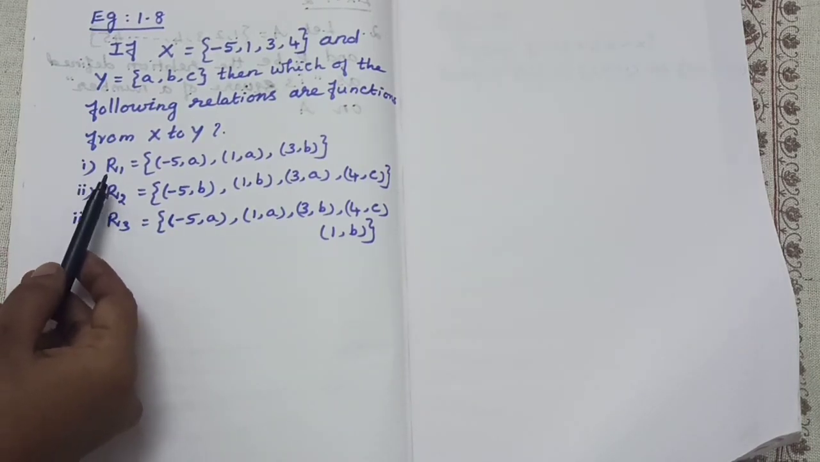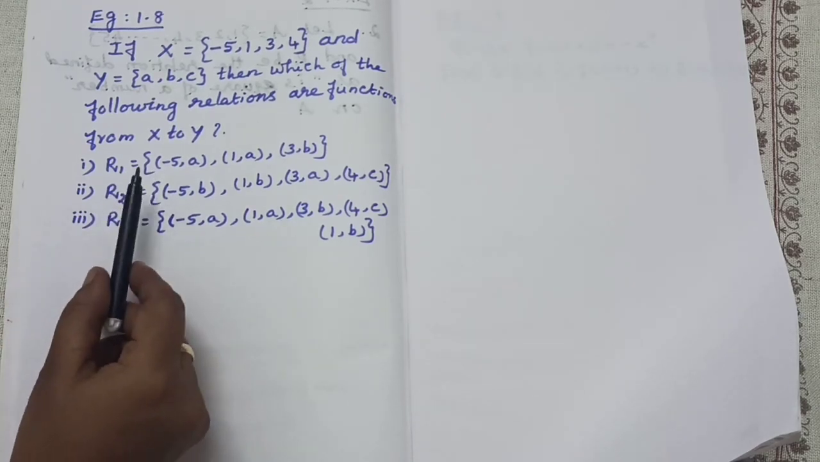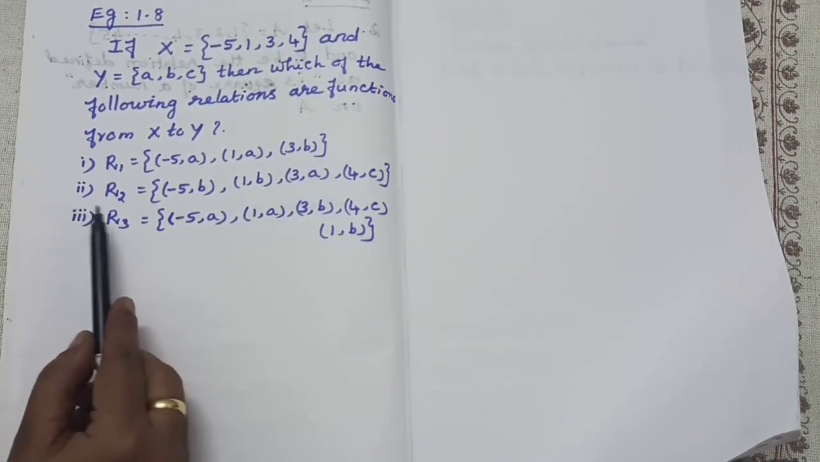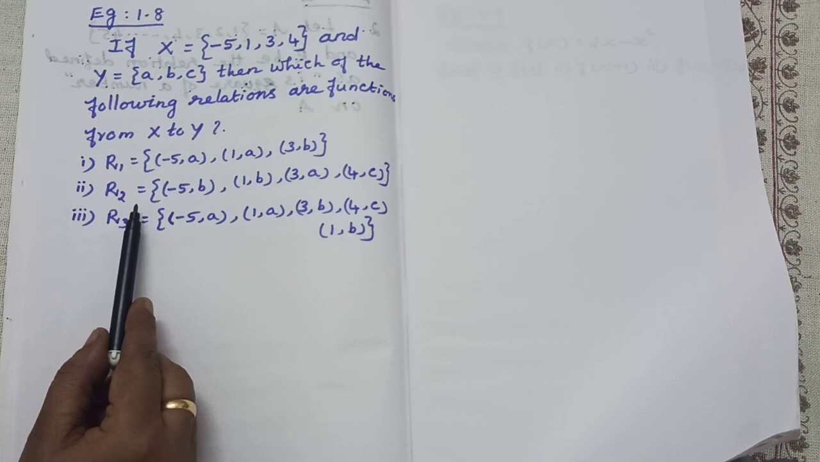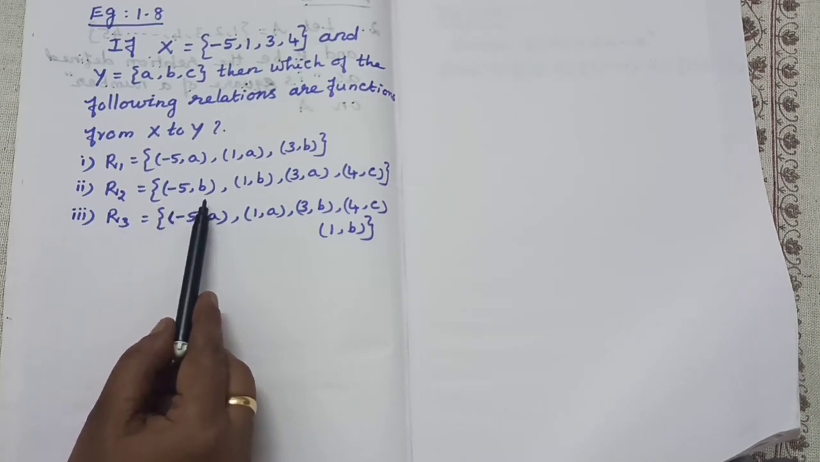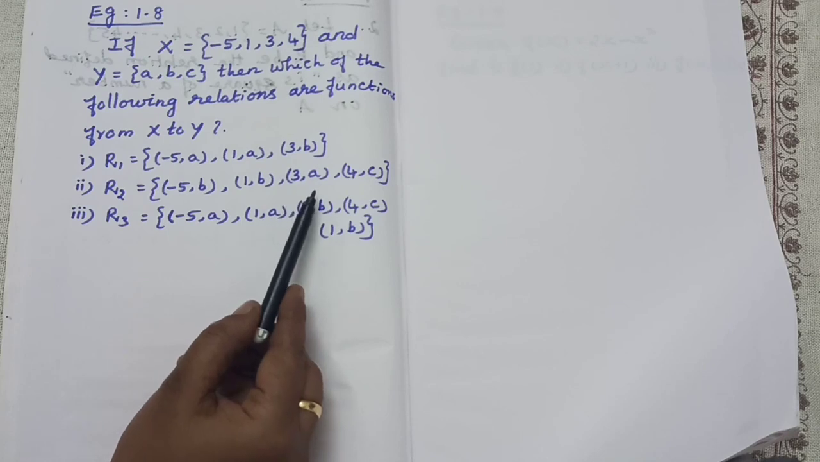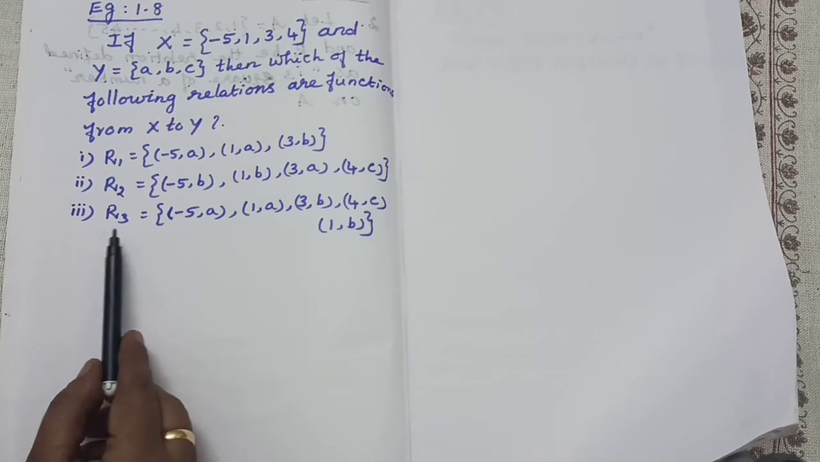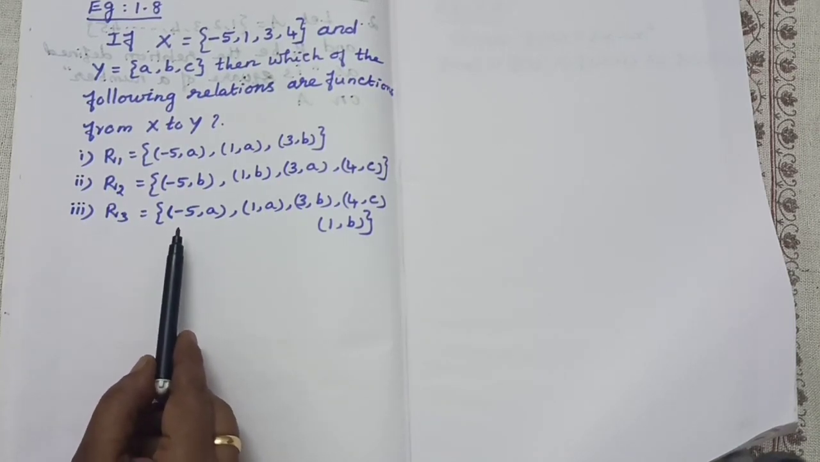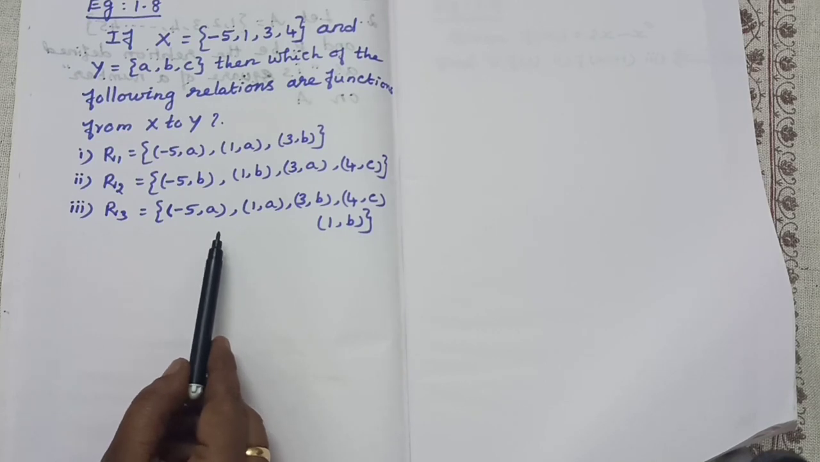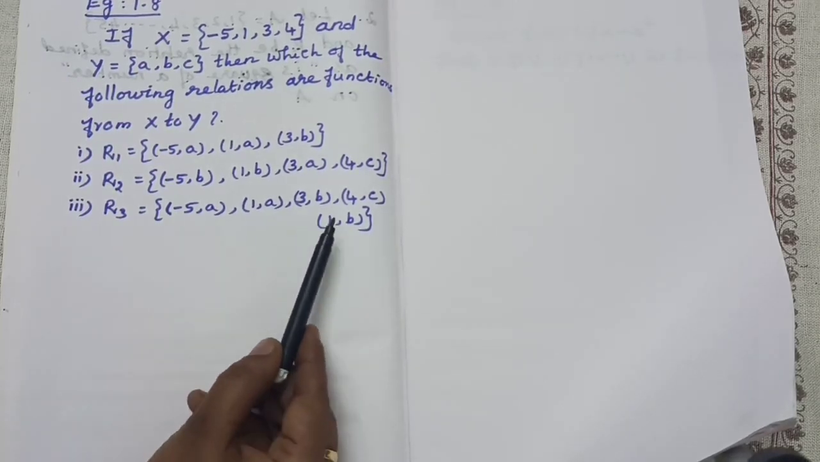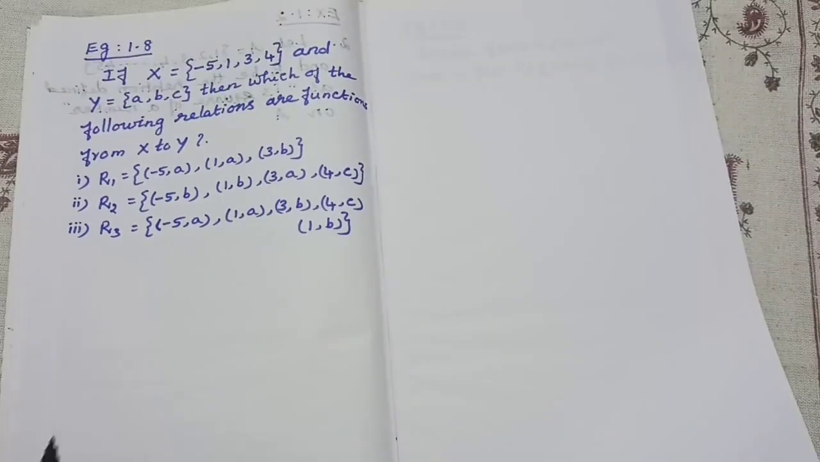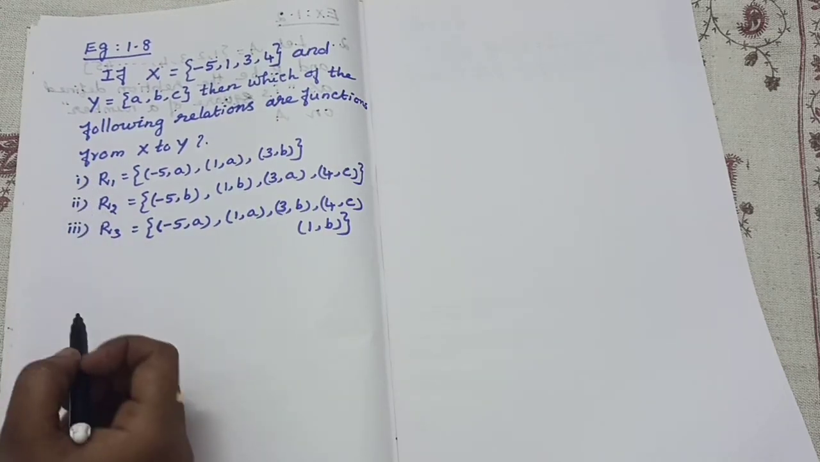First subdivision, R1 equal to set of minus 5 comma A, 1 comma A, 3 comma B. Second subdivision is R2 is equal to set of minus 5 comma B, 1 comma B, 3 comma A, 4 comma C. Third subdivision is R3 is equal to set of minus 5 comma A, 1 comma A, 3 comma B, 4 comma C and 1 comma B. Like this, 3 relations are given, isn't it?